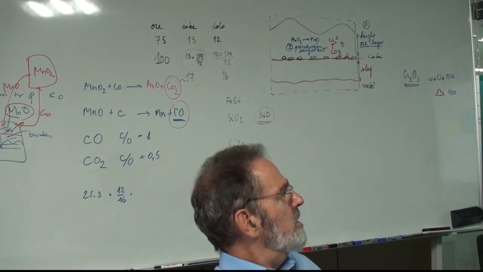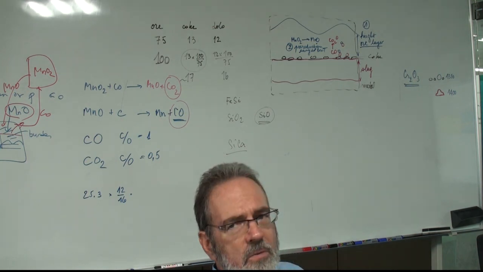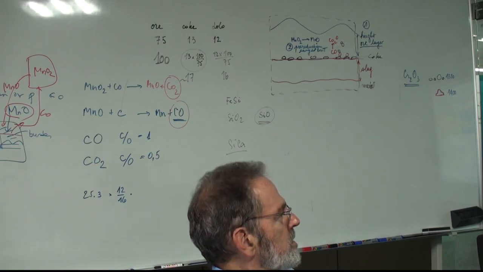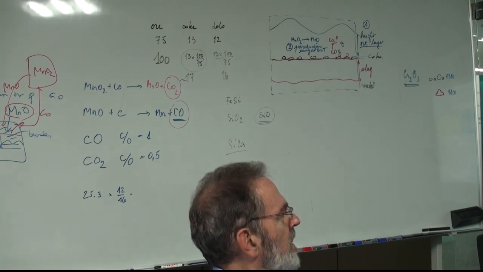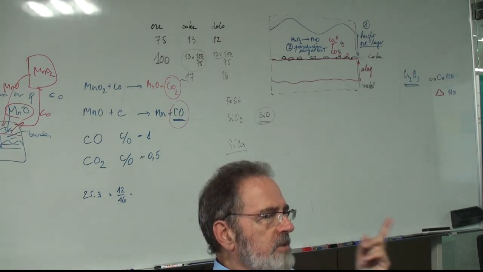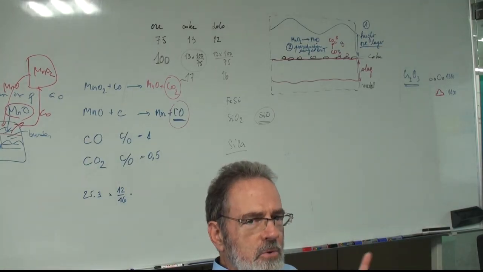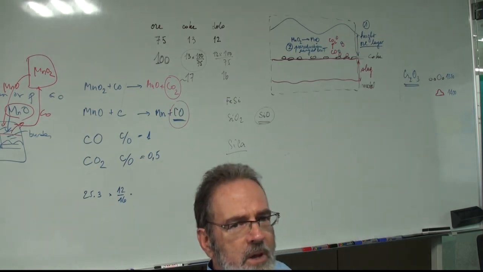Okay, so we have calculated the amount of carbon that we need for reduction. 11.4 kilo. This is a kilo per 100 kilo, because it's the percentage. We have used the percentage. You agree? So for 1 ton, it would be 114 kilo. Agree? Okay.